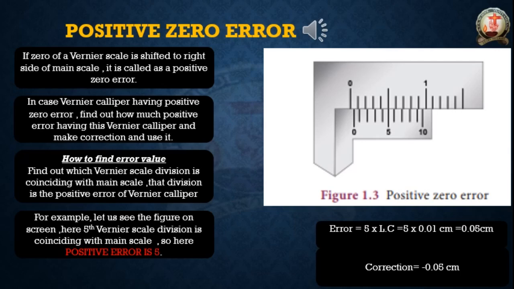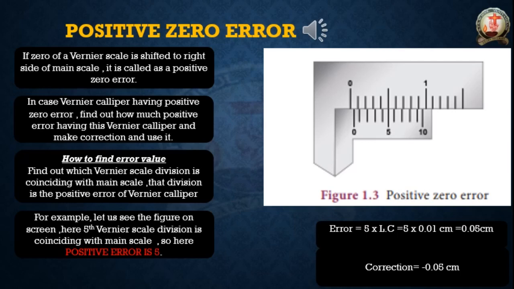So what is the positive zero error, how can we find the value of the positive zero error, and what is the use of finding this positive error? We will discuss that now. First, please see the definition of the positive zero error in the first black box. If the zero of a vernier scale is shifted to the right side of the main scale, it is called positive zero error.